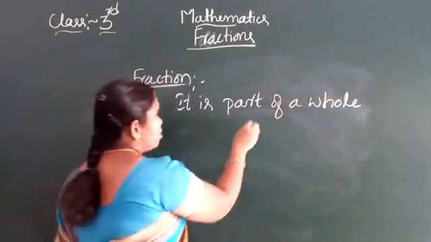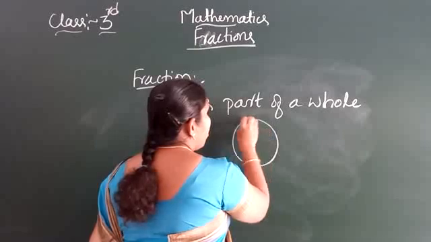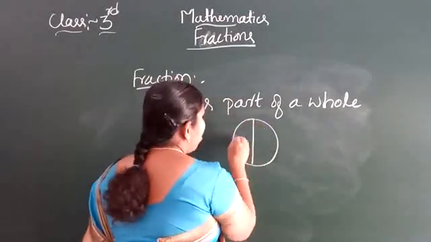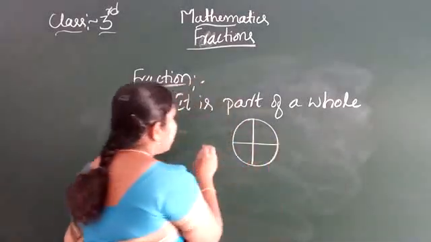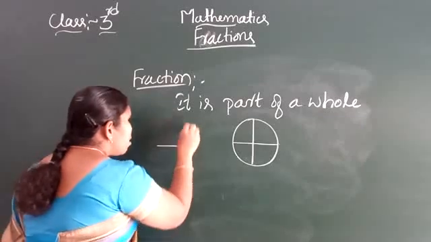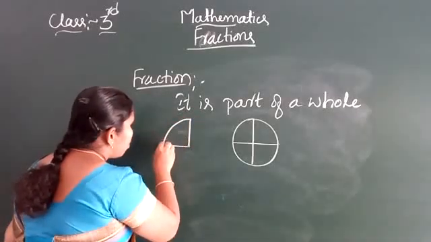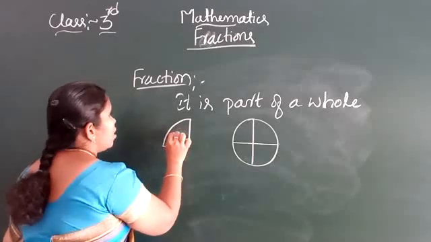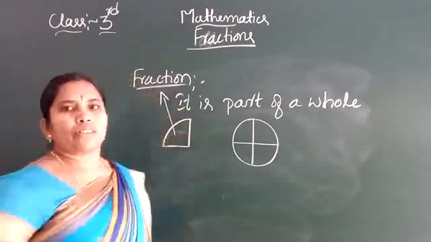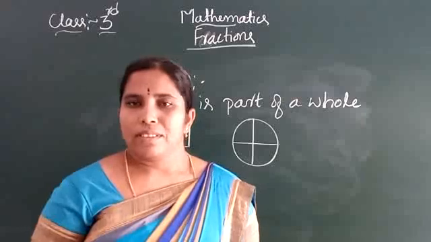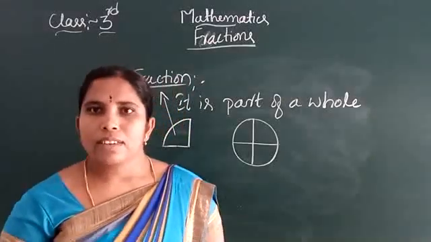That means we can divide the orange into 4 equal parts. See, observe. So this one part is called a fraction. This is called a fraction. Do you understand, students? Yes.